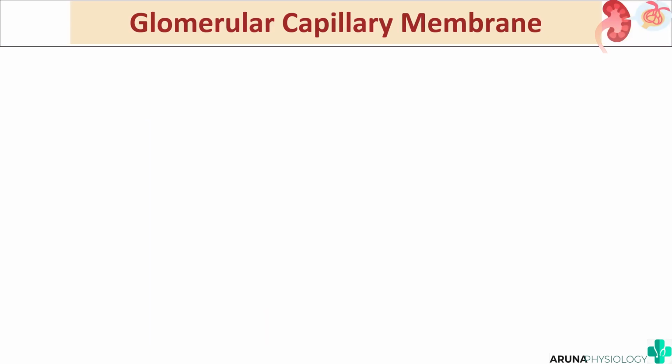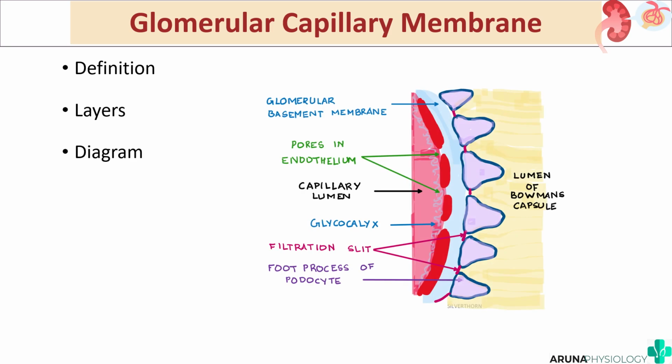So in case you get a question like glomerular capillary membrane or filtration barrier of nephron, you can first of all start with the definition, telling that it's a specialized filtration barrier present in the nephron. Then explain its layers, the three different layers, and its importance with the help of this diagram. Mention the selectivity as well as the clinical aspects.